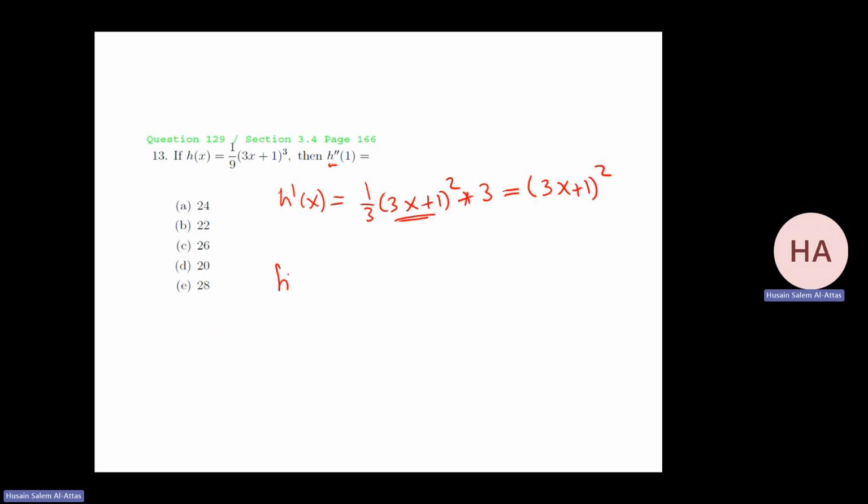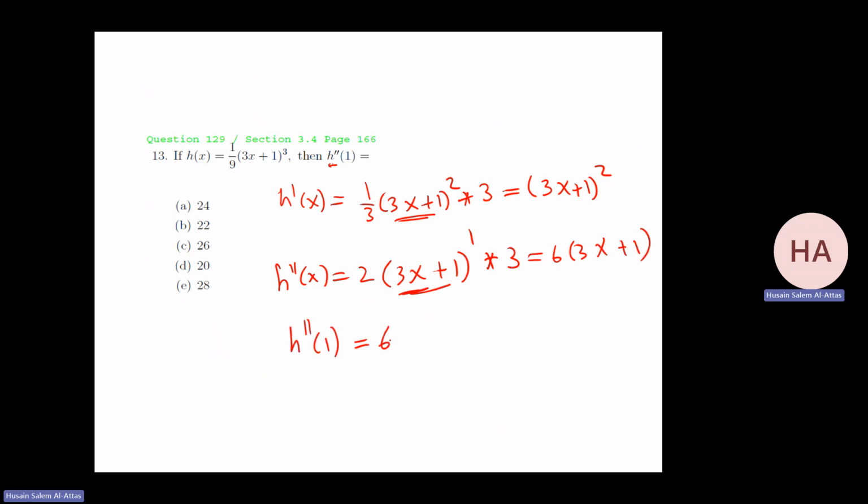Now the second derivative will be 2 times 3x plus 1 to the power 1 times the derivative of this, which is 3. So this is 6 times 3x plus 1. We need to find h double prime at 1. That will be 6 times 4, which is 24. That will be the answer.